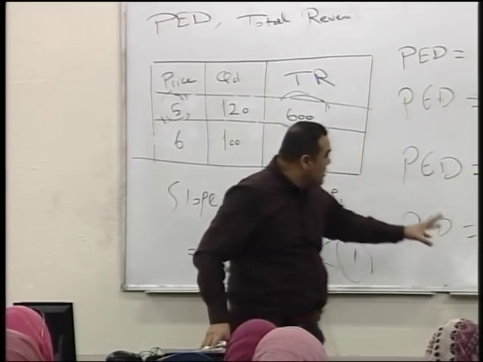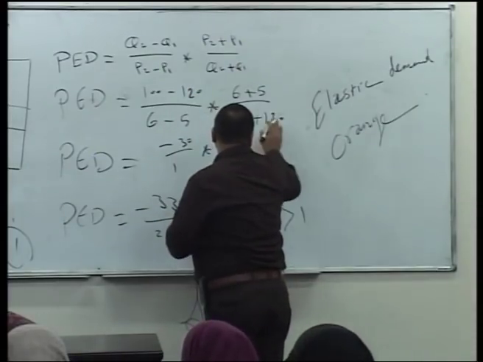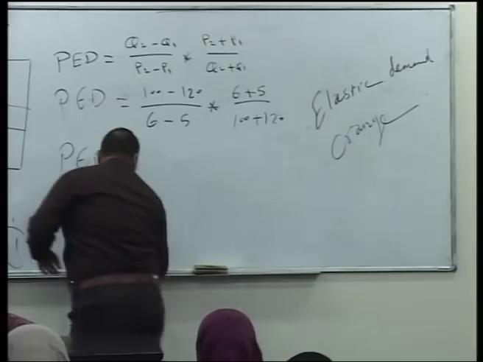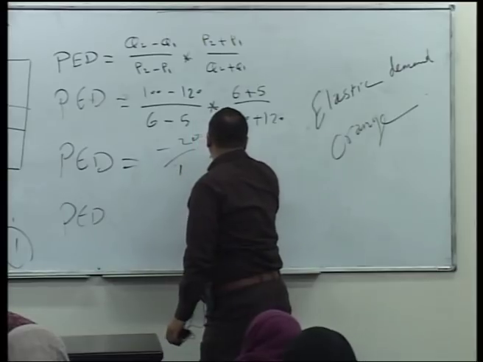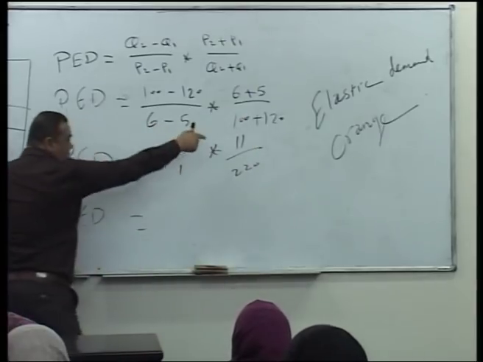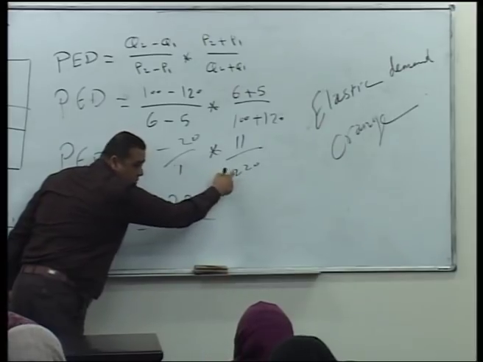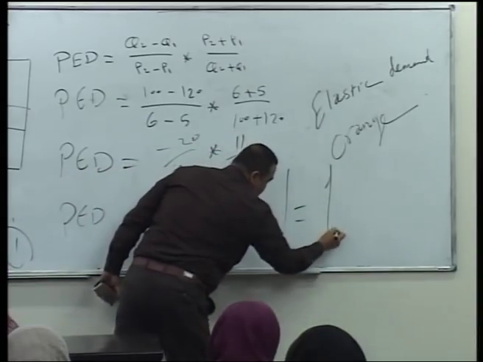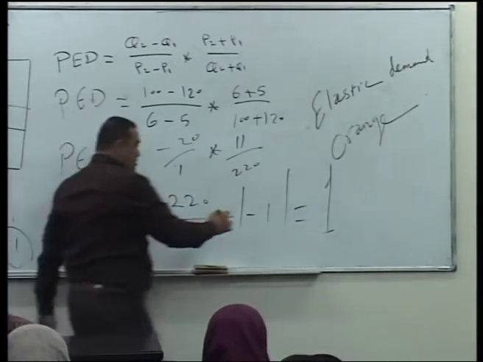Okay? So here 120 instead of 130. Work on it like this. Minus 20 over 1 times 11 over 220. How much is it here? Minus 20 times 11, minus 220 over 1 times 220, equals minus 1. So the demand is unitary elastic. That's it. Okay? So the demand is unitary elastic.